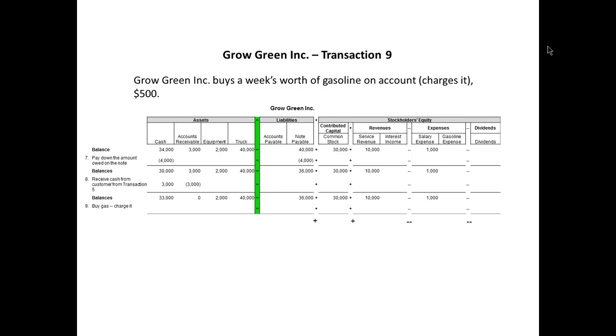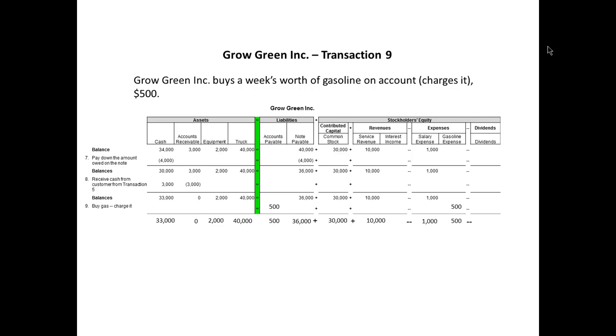Now Grow Green buys a week's worth of gasoline on account. This time it is Grow Green that's doing the charging, not paying cash at the time of purchase. The 2 accounts affected are accounts payable because Grow Green now owes a supplier, and gasoline expense. Gasoline expense, like all expenses, is increasing, so gets a positive $500. Accounts payable, Grow Green's debt, is also increasing, so the $500 is entered in accounts payable as a positive amount. The new balance in accounts payable is $500, as is the new balance in gasoline expense, and the other balances remain unchanged.